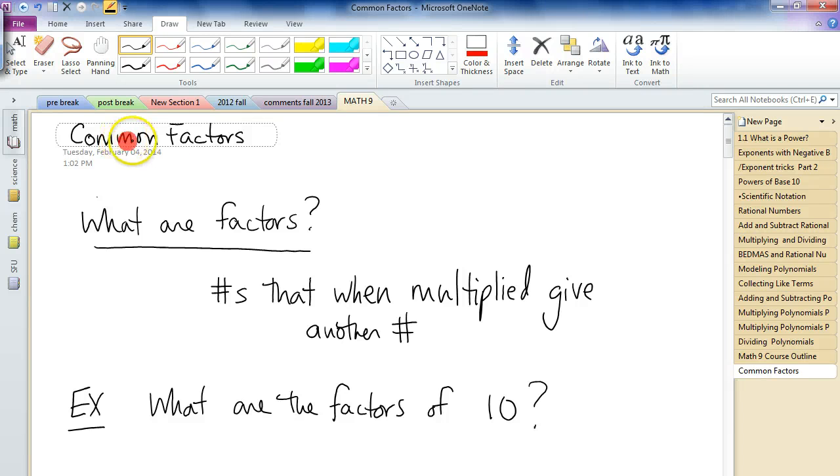Common factors. Next lesson here, starting off this next unit about factoring. We're going to use that F word quite a bit during this unit, so we should first figure out what are factors. What is a factor?